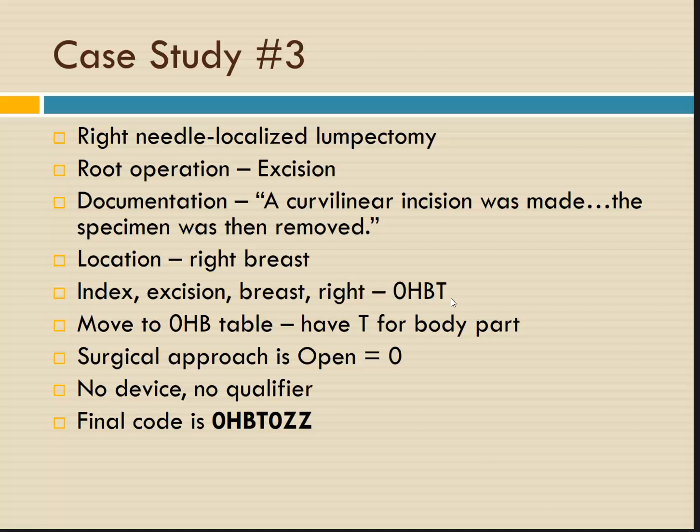We're given 0HBT in the alpha. We move to the 0HB table. We already have our body part value. We already determined based on the clinical information that it was an open incision. So we're going to choose open. No device, no qualifier. The final code is 0HBT0ZZ.